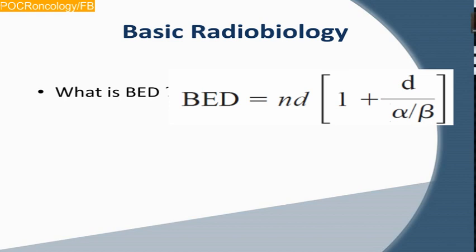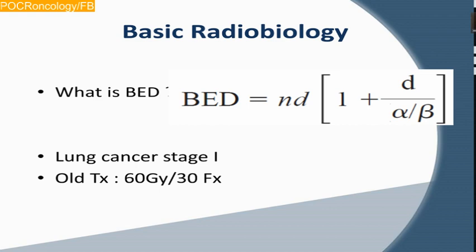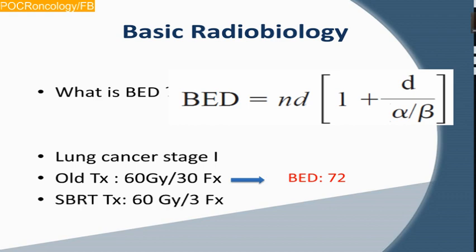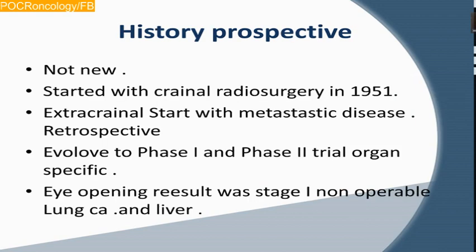Basic radiobiology: this is like a mathematical equation to relate the physical dose, what I mentioned here, 60 gray in 30 treatments. This is a physical dose, but in radiobiology, how effective it is to kill the tumor or to have an effect on the tissue, it's around 72. But now if I use the same dose but put it in just 3 sessions instead of the 30 sessions, all of a sudden I will have an effectiveness of 180. And that's what took us to think about SBRT.